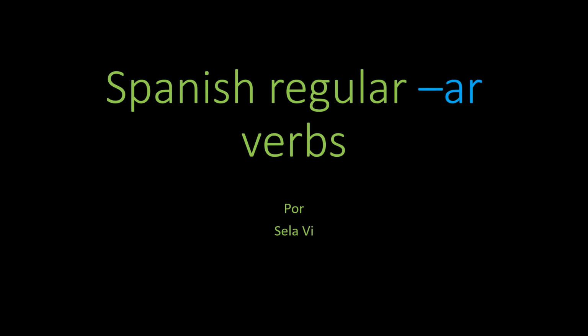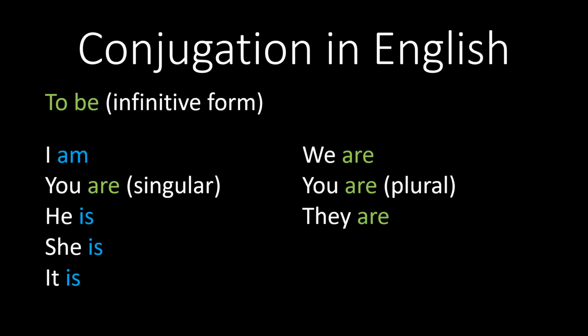Regular AR Spanish verbs. Look at this verb in English, to be. Notice that the forms that we use that go with I, you, he, she, it, we, you, and they are special. None of them look like to be. So you'd say I am, you are, he is, she is, it is, we are, you are, and they are. Again, none of those forms, am, are, is, look like to be at all, but they're all forms of to be.